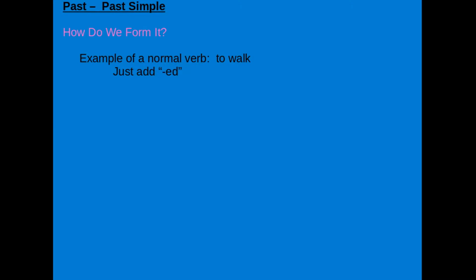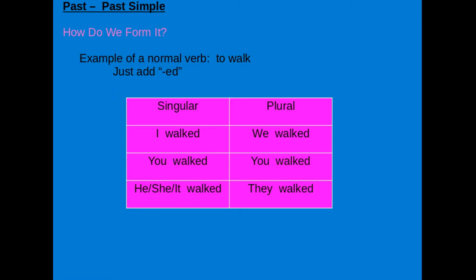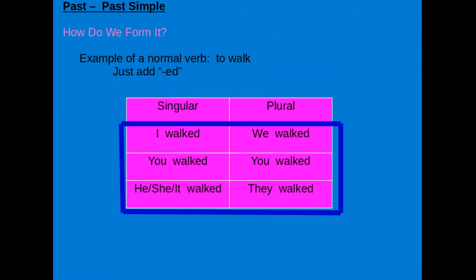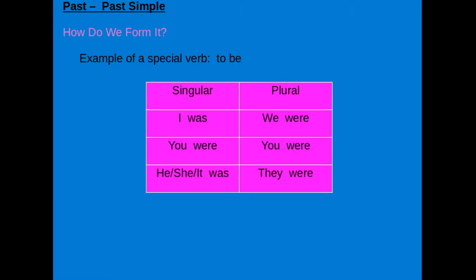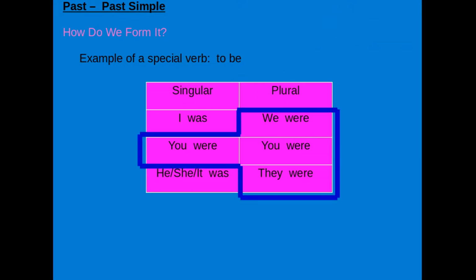How do we form it? For a normal verb like walk, we just add ed to the end. I walked, we, you, they, he, she, and it all walked. About the past simple, all of them are the same. Verb to be, we have this. I was, he, she, and it was. The others are were. A similar pattern to what we've seen before with verb to be. 4 that are the same and 2 that are different.